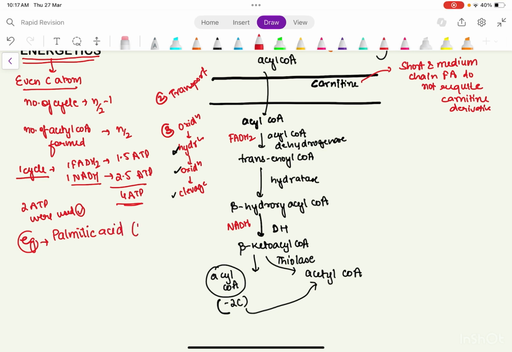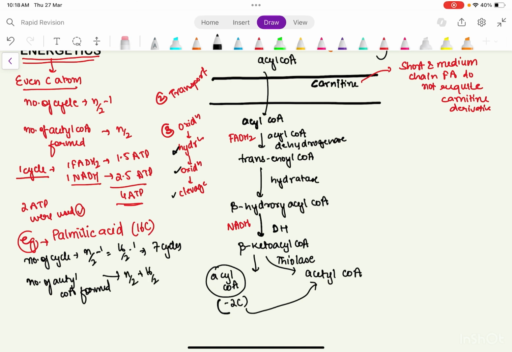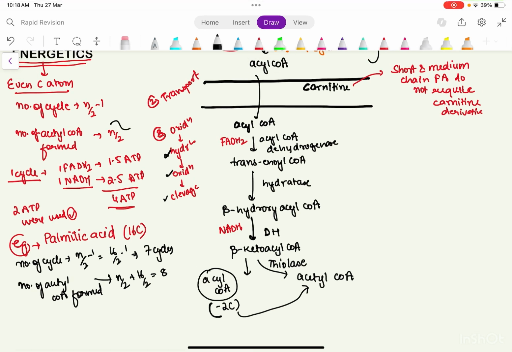Palmitic acid is 16 carbon. Let's talk about the number of cycles. n by 2 minus 1, so 16 by 2 minus 1, which is 7 cycles, and the number of acetyl CoA formed will be n by 2, so 16 by 2, which is 8. Now in energetics, you should know that this acetyl CoA will further go to the TCA cycle, and through one cycle it will produce 10 ATP.